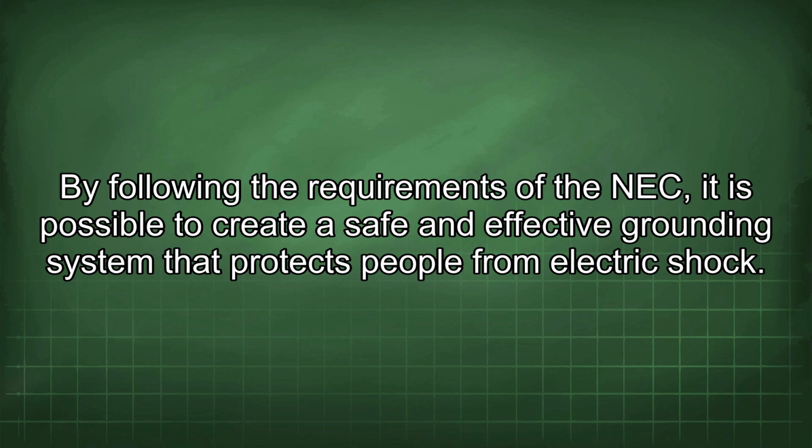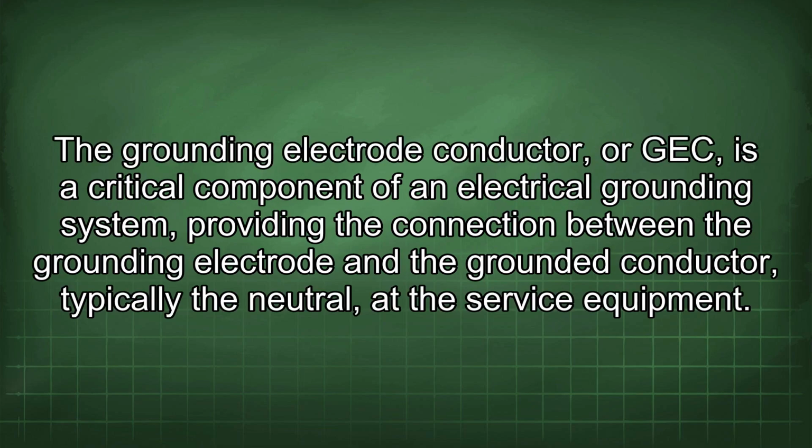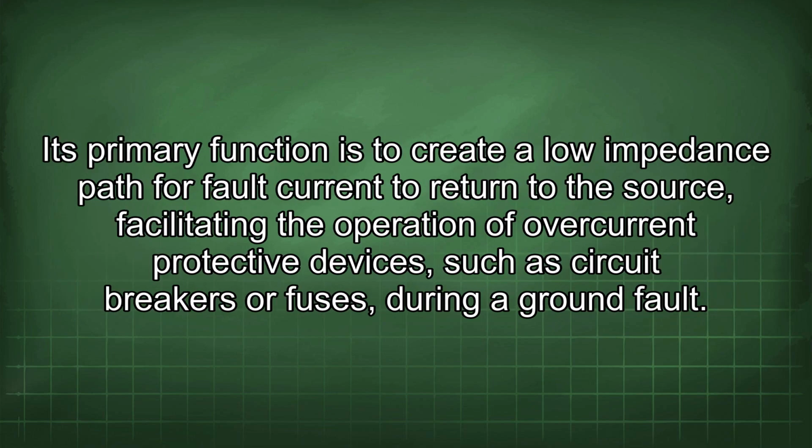people from electric shock. The grounding electrode conductor, or GEC, is a critical component of an electrical grounding system, providing the connection between the grounding electrode and the grounded conductor, typically the neutral, at the service equipment. Its primary function is to create a lower impedance path for fault current to return to the source, facilitating the operation of overcurrent protective devices such as circuit breakers or fuses during a ground fault.